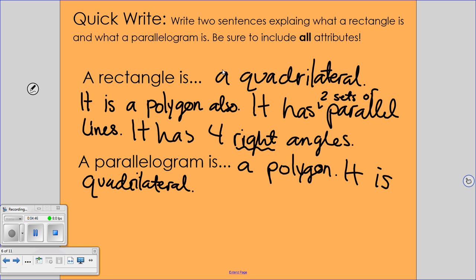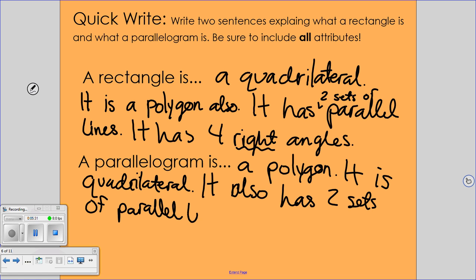Corbin, what else? What else does it have? Right? What else does it have? Does a parallelogram have 4 right angles? No. James?